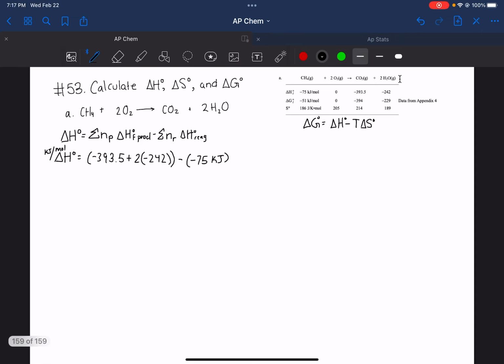This is important at the end. So basically, I'm adding 75. And once you do all the calculations for this, you should get about 802 point something. I'm going to round it to negative 803 kilojoules. Now, I have my delta H, which is this. So I have this part, right?